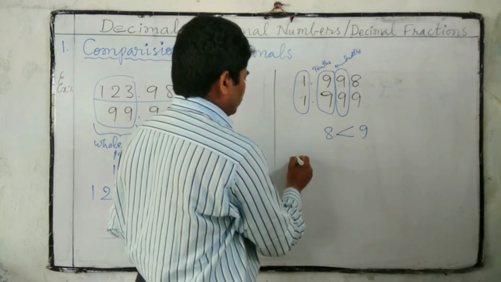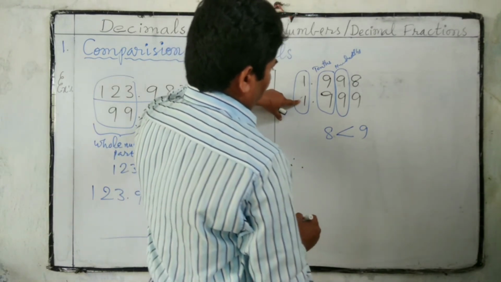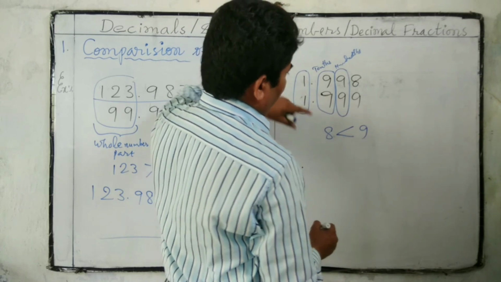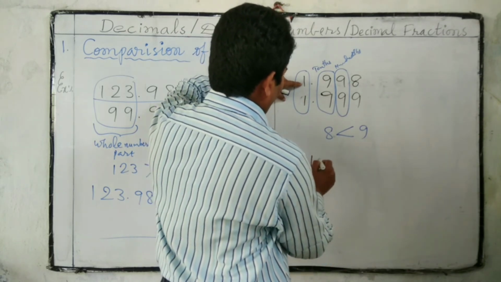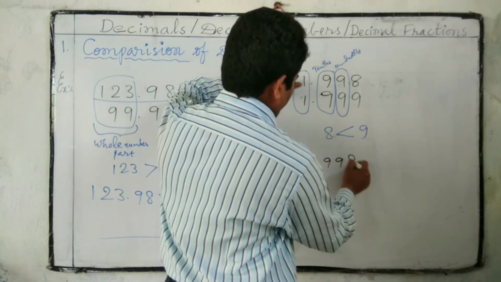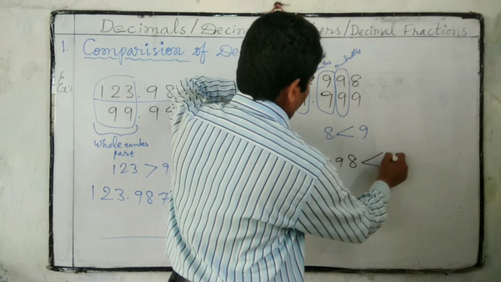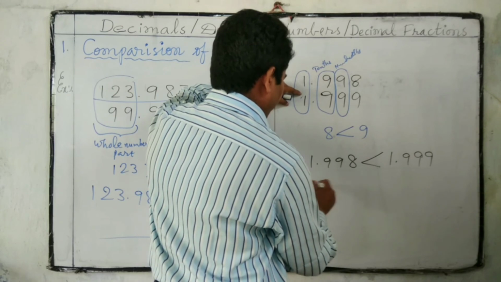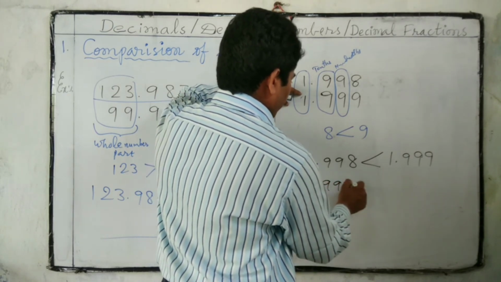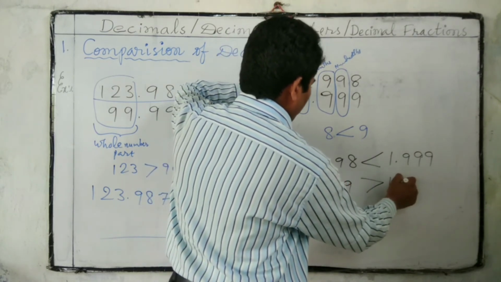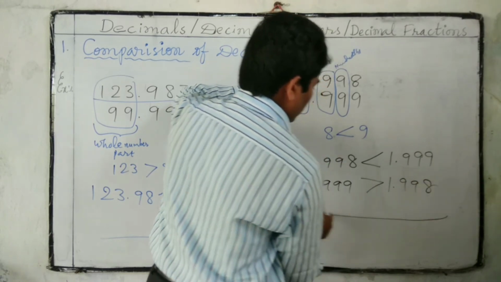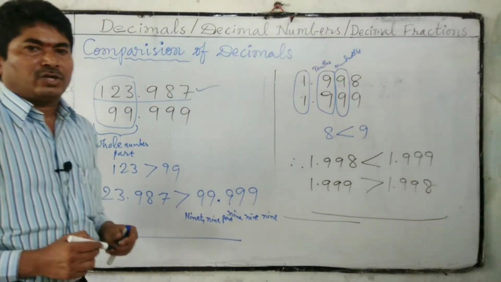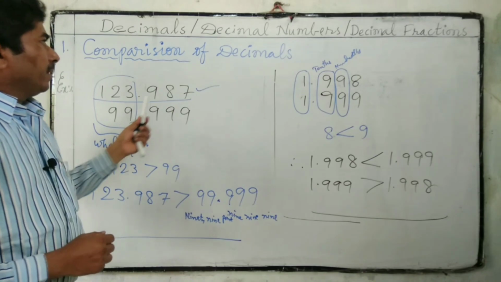Therefore the second one is greater. 1.998 is less than 1.999, or we can write like this also, 1.999 is greater than 1.998. So this is the method of comparing decimals.